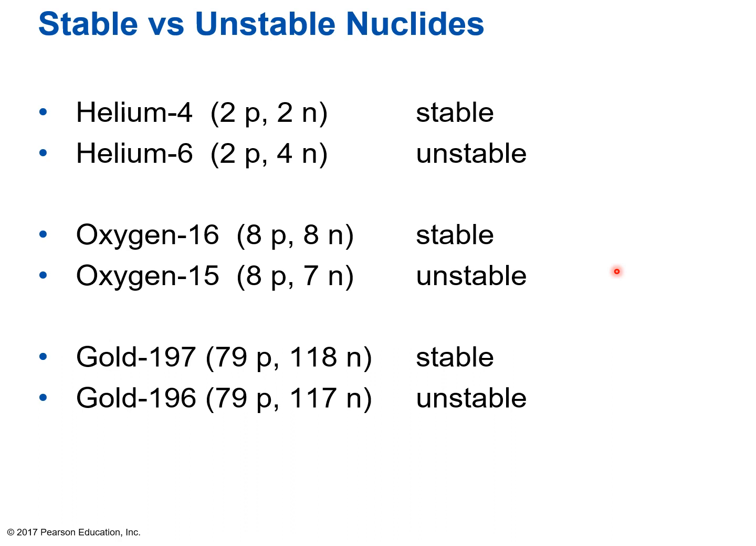Now, as the elements get heavier, such as gold that you see at the bottom of the chart, you need more neutrons relative to the number of protons to make it stable. So the stable isotope of gold is gold-197. Now, gold always has 79 protons by definition, and so 118 neutrons makes it stable. However, 117 neutrons for gold-196 makes it unstable.